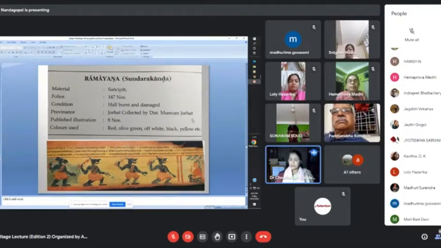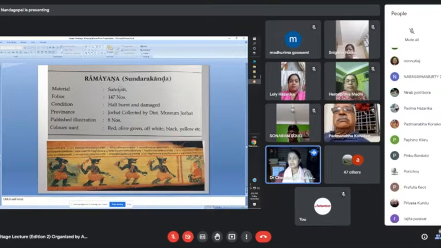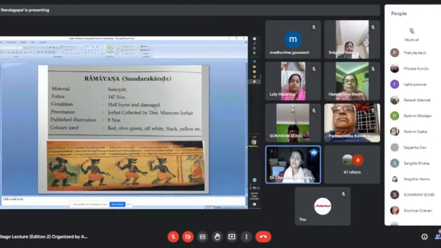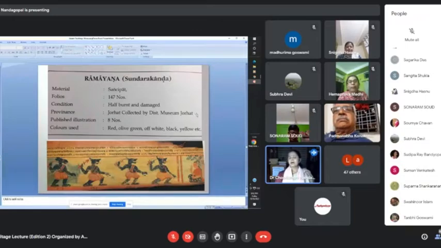See, this is the documentation system that I had introduced for each of the manuscript. The material is Sanchipa, folios 147 in number. The condition half burnt and damaged, unfortunately. So it has come from Jorhat and collected from the Museum of Jorhat.